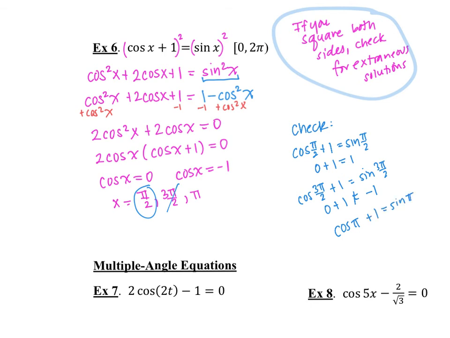Okay, the cosine of pi is -1. The sine of pi is 0. So this one also works. So in the end, I ended up with the solutions of pi over 2 and pi. 3 pi over 2 ended up being extraneous.